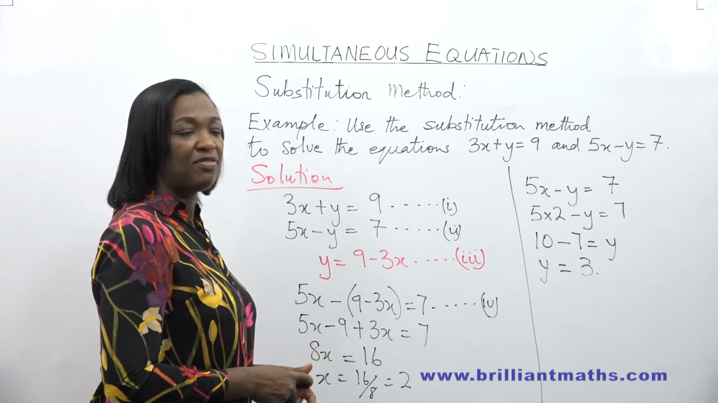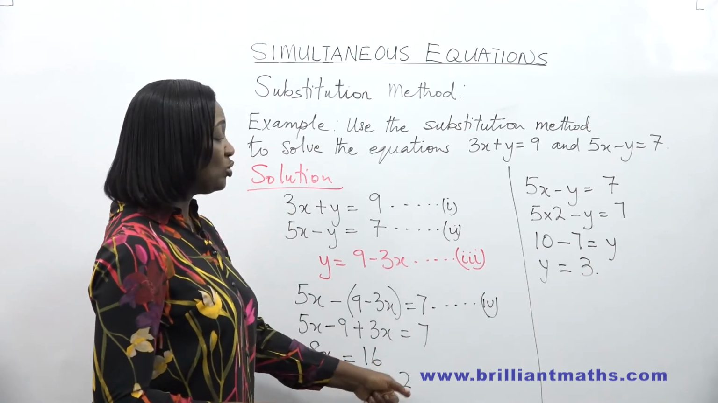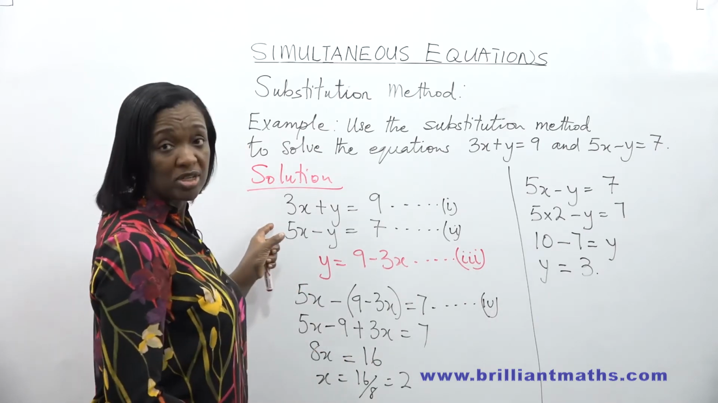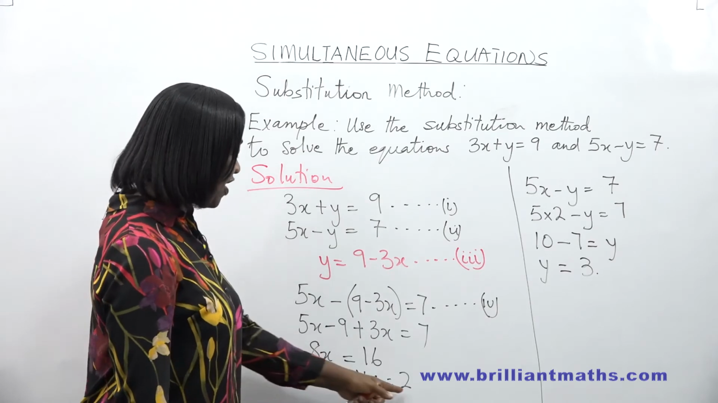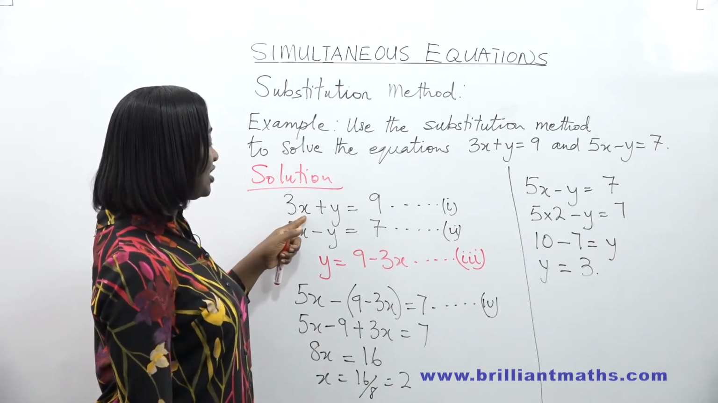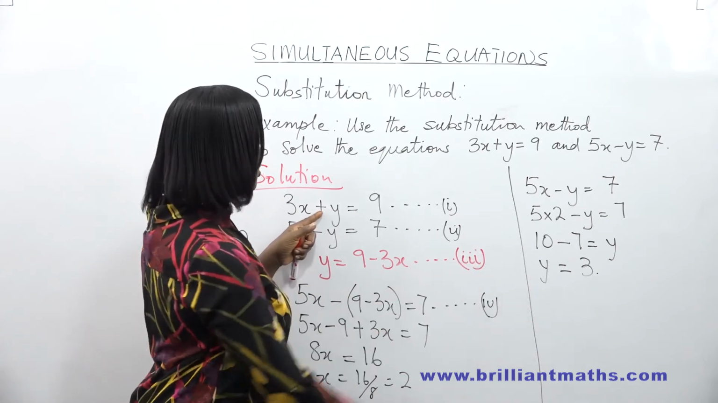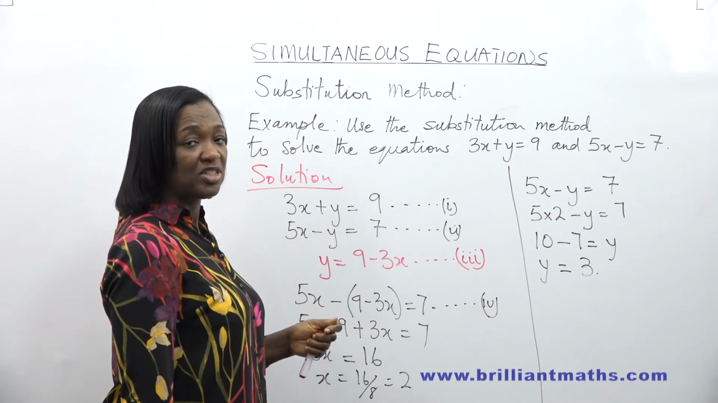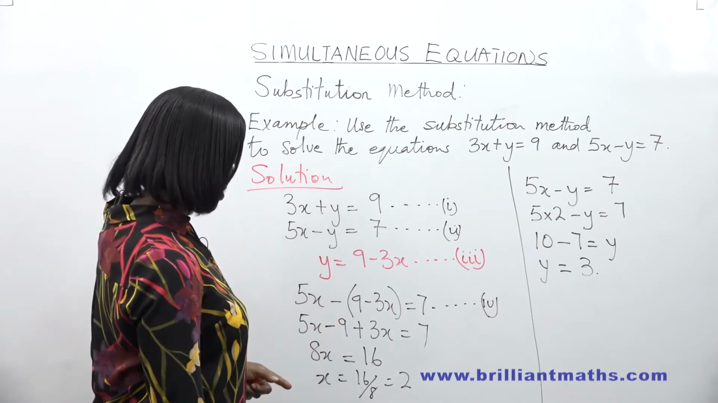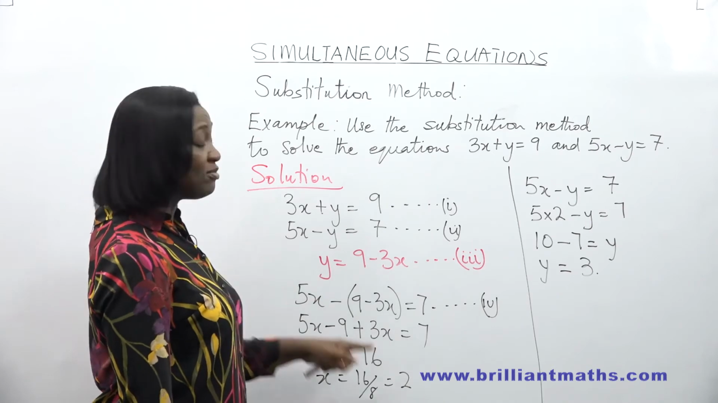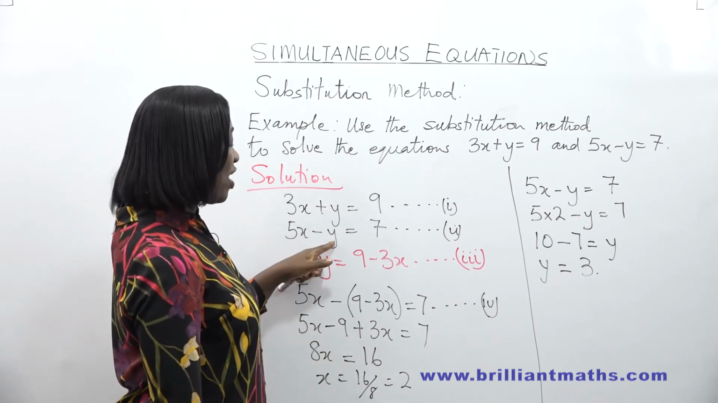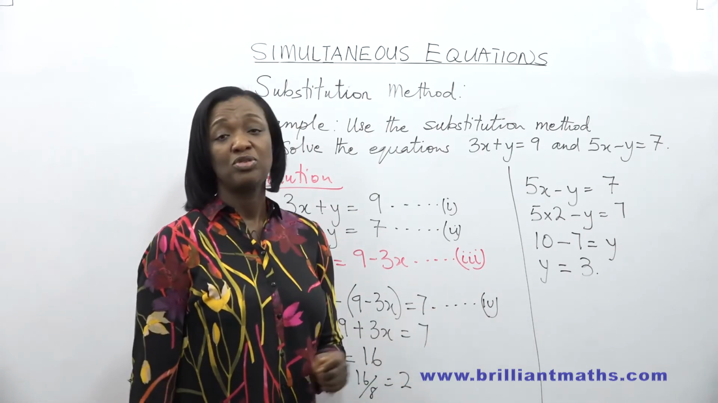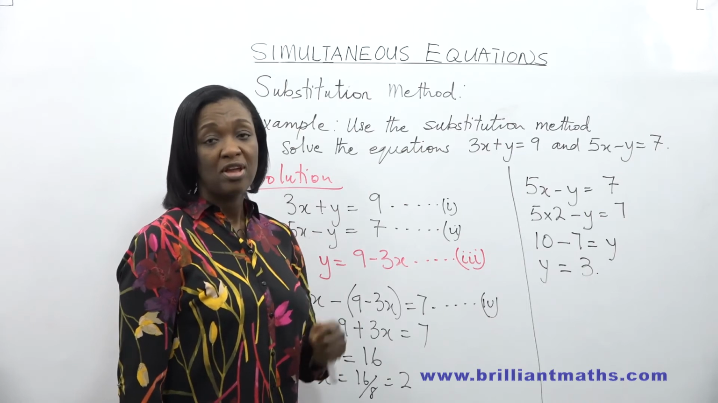So let's check to see if x is actually 2 and y is 3. Do those two solutions satisfy the two equations? Let's check. If x is 2, 3 times 2 will be 6, plus y is 3. So we have 6 plus 3, which is equal to 9. So it satisfies the first equation. Let's check for the second one. x is 2. 5 times 2 is 10, and y is 3. 10 minus 3 is 7. So x is equal to 2 and y is equal to 3 satisfies both equations.